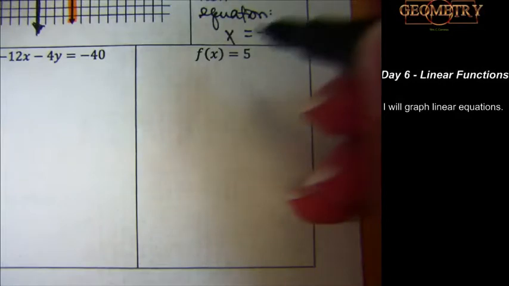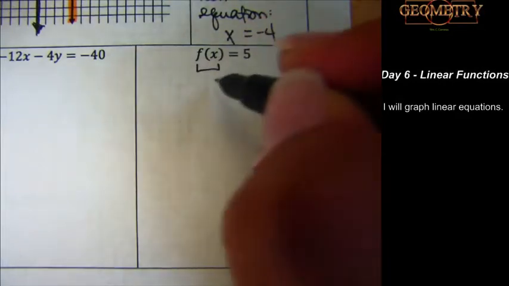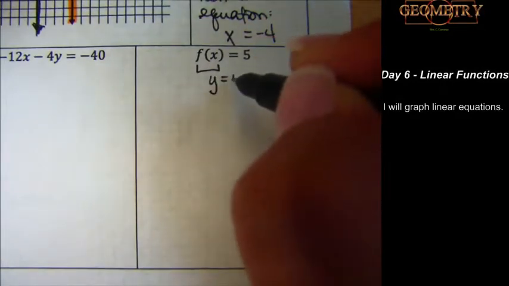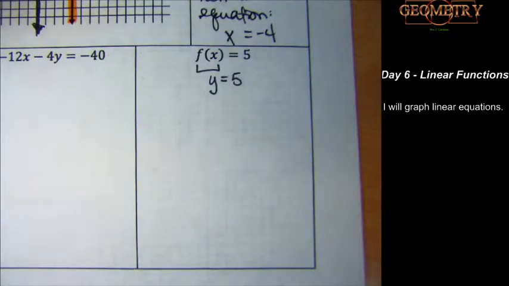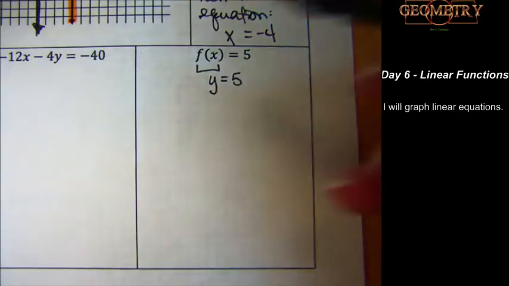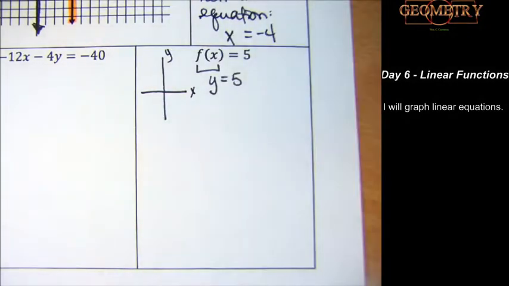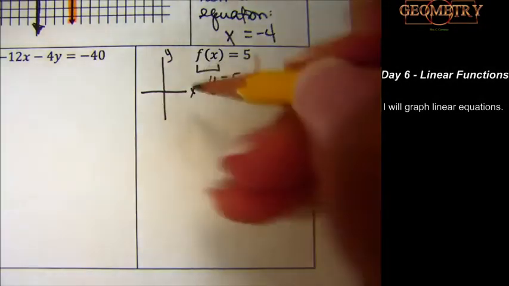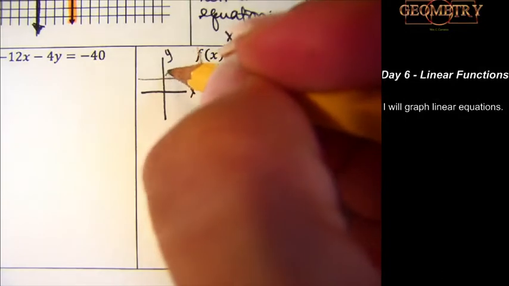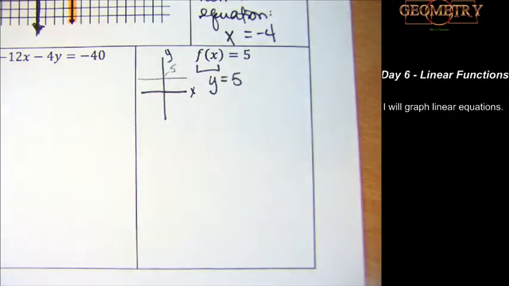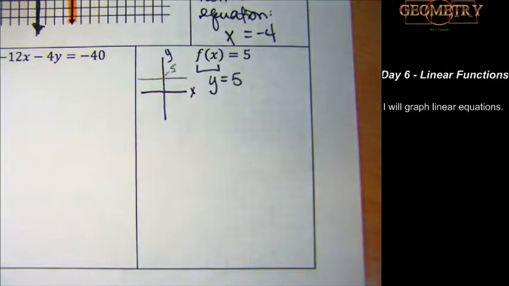The first thing you need to remember is that whenever you have this f of x thing, you can trade it out for a y. So this equation looks like y equals 5. If I were to graph this, it'd just be a straight line, somewhere here at 5. Okay, so our graph would look something like that.